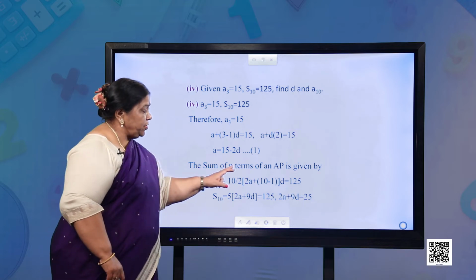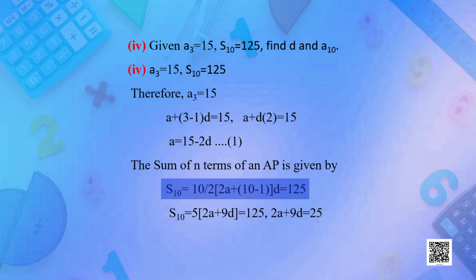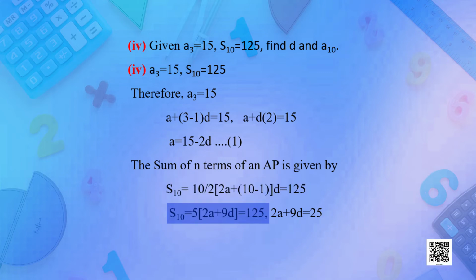Now, the sum of n terms of an AP is given by S10 is equal to 10 upon 2 into (2a plus (10 minus 1) into d), that is equal to 125. So, 10 upon 2 is 5 multiplied by (2a plus 9d) is equal to 125.